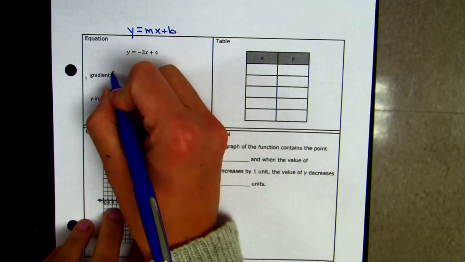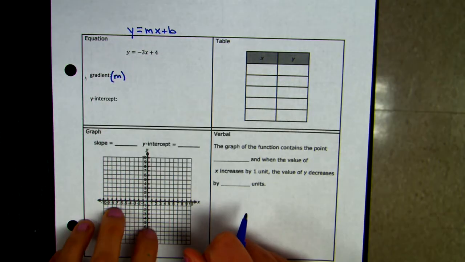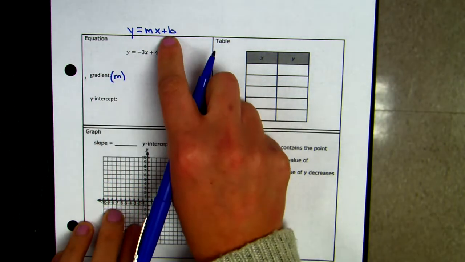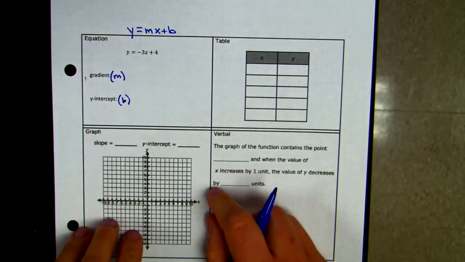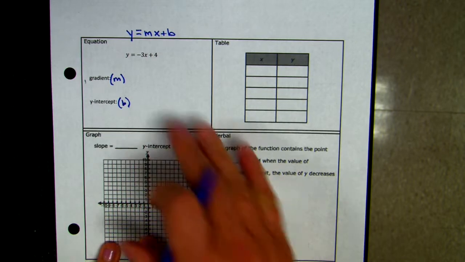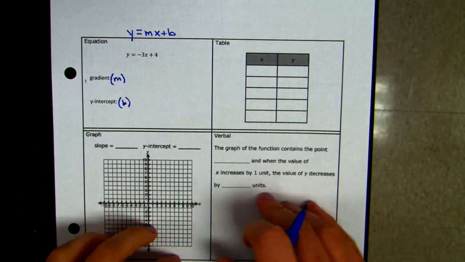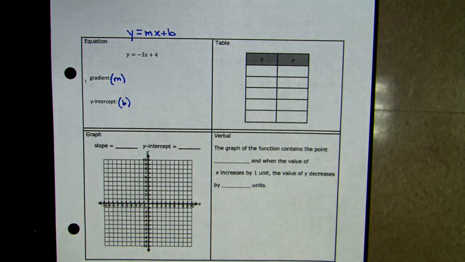M is the gradient, or the slope, that change in y over change in x, and the y-intercept is b, where the function touches or crosses the y-axis. Okay, so this is the equation form. This is the one that we have reviewed, but there are multiple ways in which we can represent the same information. Each of them help us understand the equation in a different way.